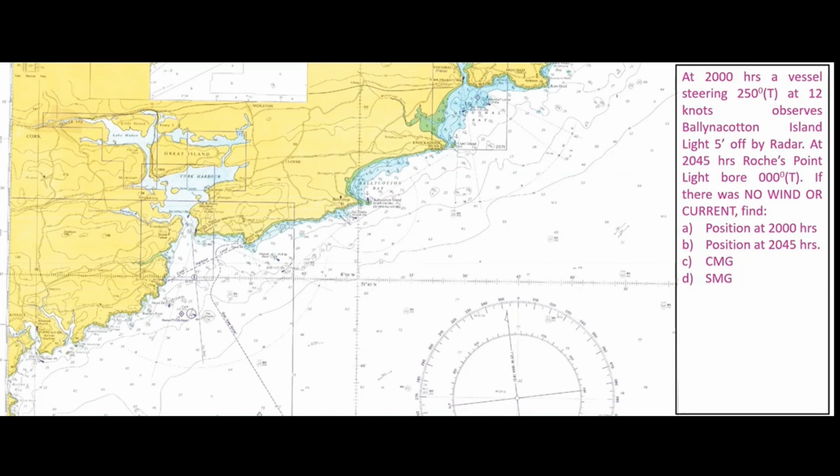At 2000 hours, a vessel steering 250 degrees true at 12 knots observes Ballina-Cotton Island light 5 miles off by radar. At 2045, Roche's Point light bore 000 degrees true. If there was no wind or current, find the position at 2000 hours, position at 2045, CMG and SMG.